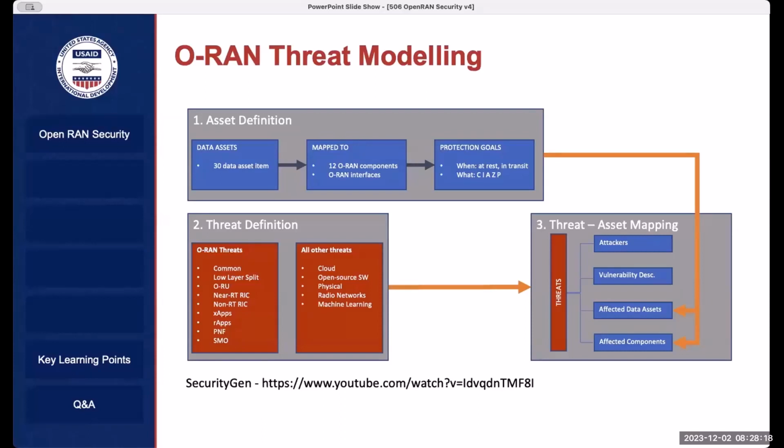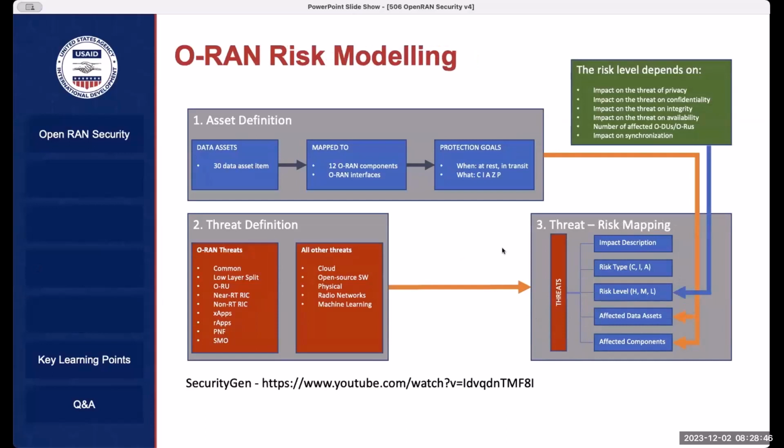Once you have defined the assets and threats, you now start mapping these threats to the assets on the third component. What you want to do here is basically identify which data asset is part of what O-RAN threat, and what other threats could be identified on those specific components. And we could now start assigning risk level, again, dependent on the major components of the risk rating.